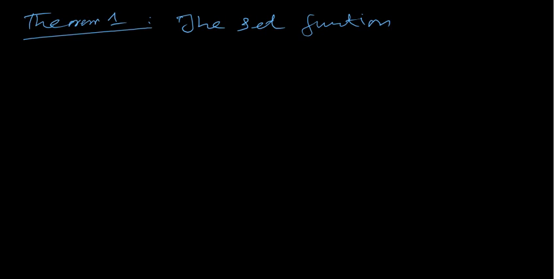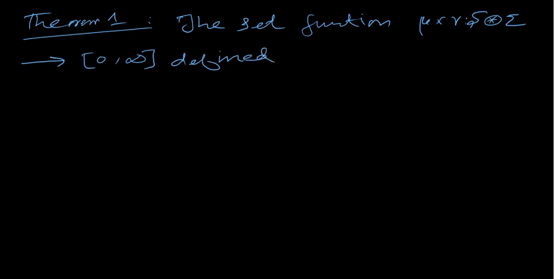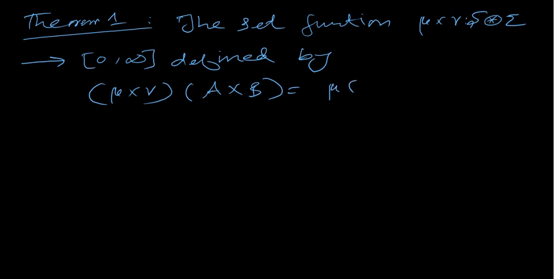The set function mu cross nu from S tensor sigma to 0 to infinity is defined by, now this S tensor sigma, it's a semiring, so we define our set function on that semiring by mu cross nu of A cross B is equal to mu of A into nu of B.